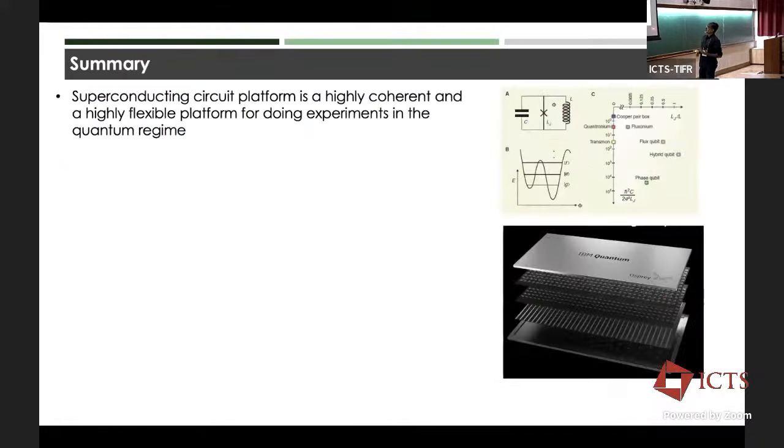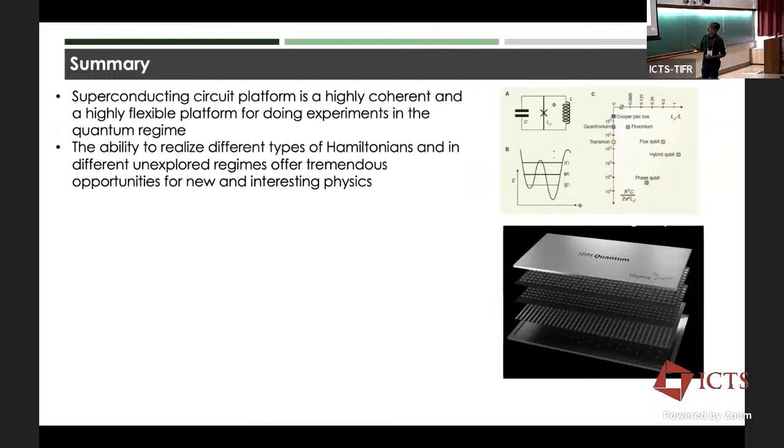So this is the last thing I want to show you. I'll conclude by saying that this superconducting platform is a highly coherent and flexible platform for doing experiments in the quantum regime. You just have these 3 building blocks. Really, it's up to your creativity to build what you would like to bet. And the ability to realize different Hamiltonians and in different unexplored regimes offers really tremendous opportunities for new and interesting physics.